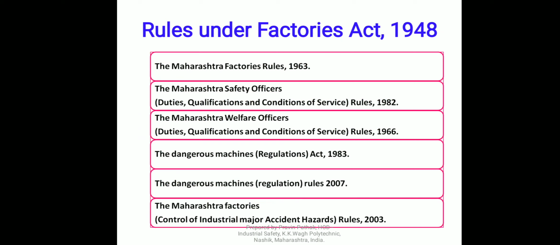That is Maharashtra Factory Rule 1963, then Maharashtra Safety Officer Rule 1982, then Maharashtra Welfare Officer Rule 1966, the Dangerous Machine Act 1983, the Dangerous Machine Rule 2007, the Maharashtra Factory SEMA Rule 2003. So these are the rules which are under the Factory Act 1948.